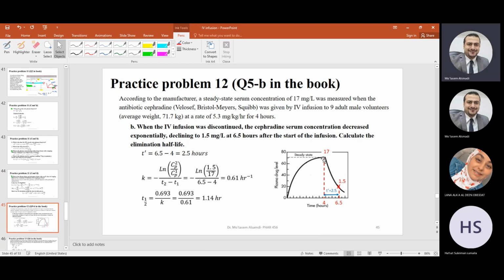Okay, so we said that we have one exponential decay. In that one exponential decay, we know the CP node, or what's equivalent to CP node in IV bolus, and we know another time point. We just get the K from this. Okay.